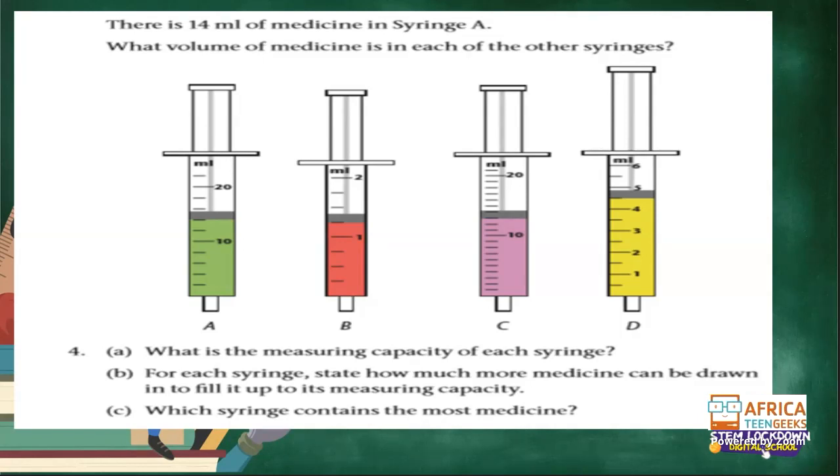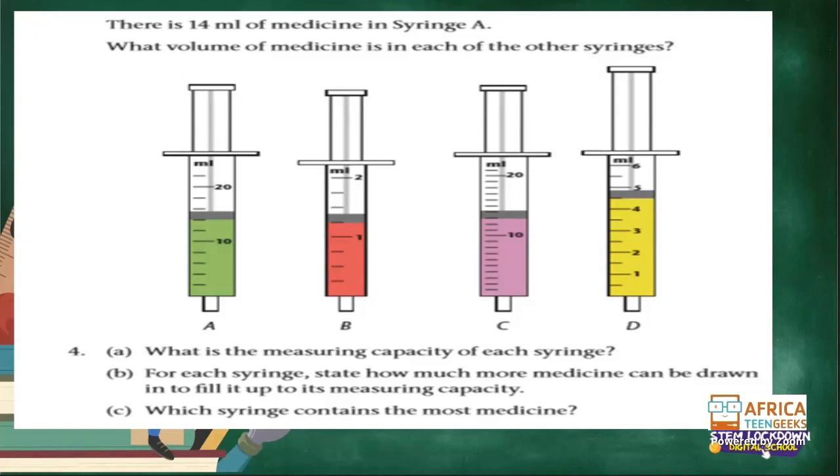Let's look at syringe A. For syringe A, we are told that there is 14 milliliters of medicine, right? And now, looking at the lines, let's start counting from 10. From 10, we have 10, 12, 14, 16, 18, 20 milliliters, right? Are we following?